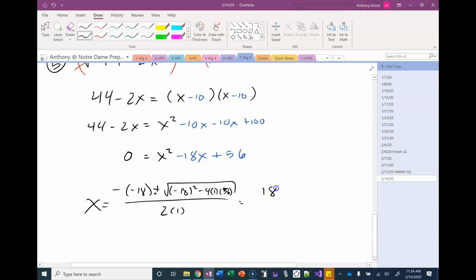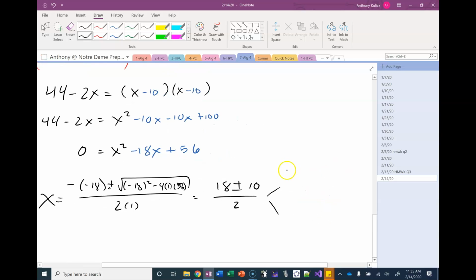All right. So when I do that, I get 18 plus or minus 10. So if I split that up, when I add it, I have 28 over 2, or 14. And when I subtract, I get 8 over 2, or 4. And then I need to check those. The 14 will check out, and the 4 does not.